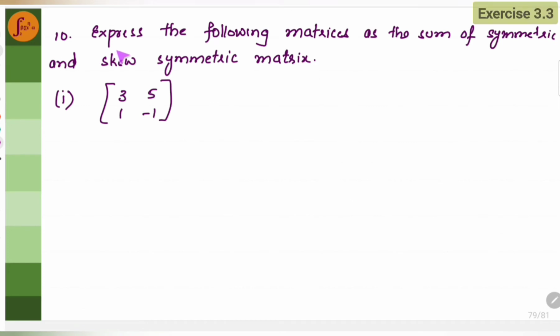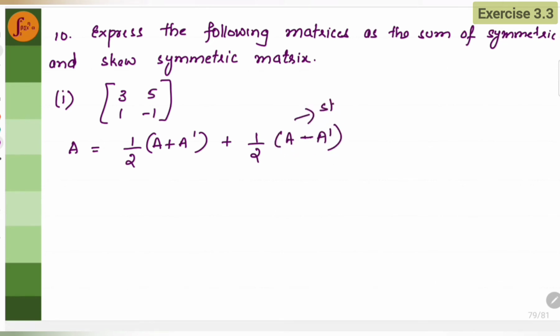Let's take another example where we have to express this particular matrix as the sum of a symmetric and a skew symmetric matrix. We proved this in the theorem. What does the theorem state? That matrix A is nothing but half of A plus A transpose plus half of A minus A transpose. So this is symmetric and this is skew symmetric. This is what we have to prove now. We'll have to prove that this is symmetric, this is skew symmetric, and when you add both of these, you're going to get matrix A. That's all we have to do.